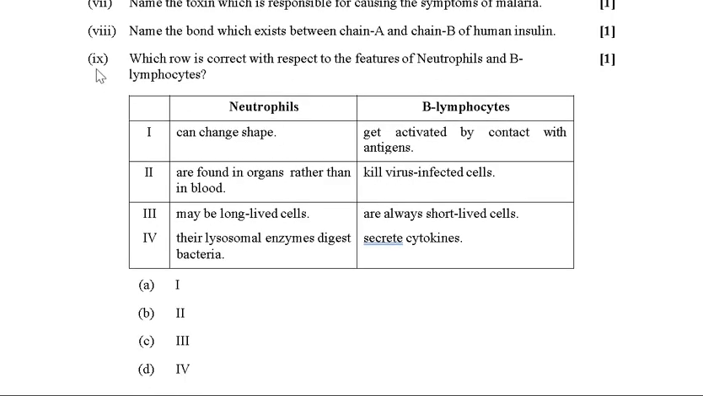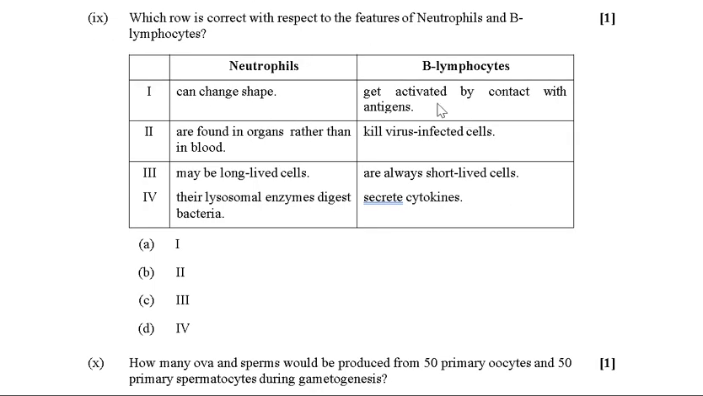Now come to question number 9. Which row is correct with respect to the features of neutrophils and B lymphocytes? Here they listed a few features of neutrophils and B lymphocytes. For neutrophils they have given: can change shape, are found in organs rather than in blood, may be long-lived cells, and have lysosomal enzymes that digest bacteria. For B lymphocytes they have given: get activated by contact with antigens, kill virus-infected cells, are always short-lived cells, and secrete cytokines.